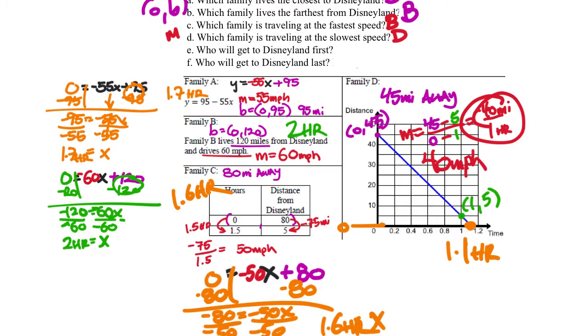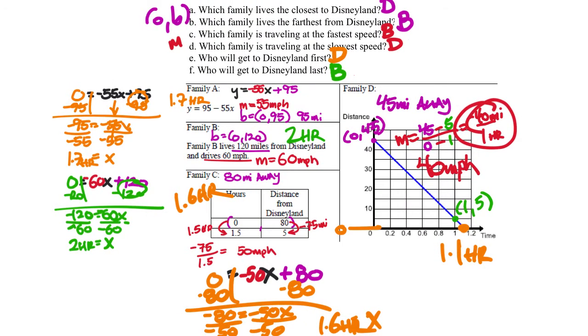So looking at these times for how long it will take the families to get there, who's going to get to Disneyland first? It looks like family D will, even though they're going the slowest. Part of that, of course, is because they live the closest. And then who's going to take the longest? Yeah, it looks like the 2 hours for family B. That's going to be the longest. So family B, again, they're traveling the fastest, but because they live the furthest away, it's going to take them the longest to get there.